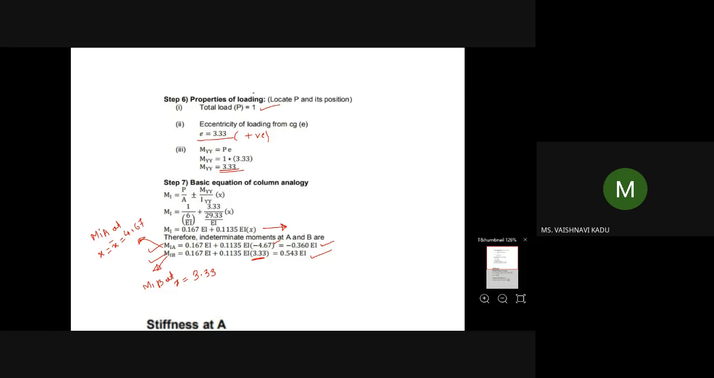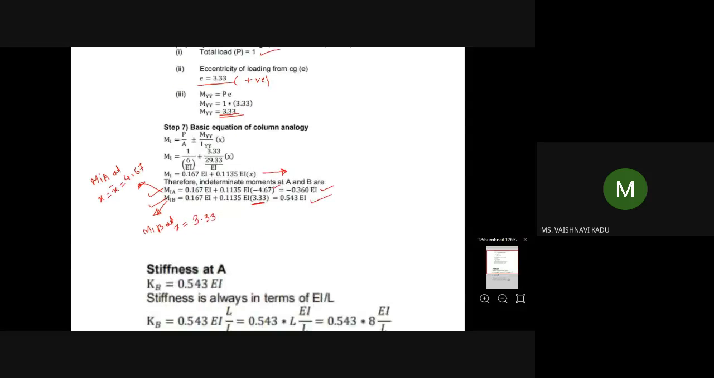Then after finding out this indeterminate moment at A and B, your next step will be to find the stiffness at B. This is stiffness at B, that is denoted by KB. So what is the value of stiffness at B? Which is nothing but MIB.